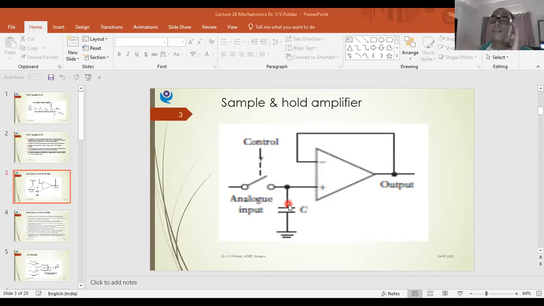sampled for a certain duration of time, so that the capacitor is charged. Then the switch is put off so that the signal is held and it will start discharging, and then I'll be having the conversion part. This is how my sample and hold amplifier works.